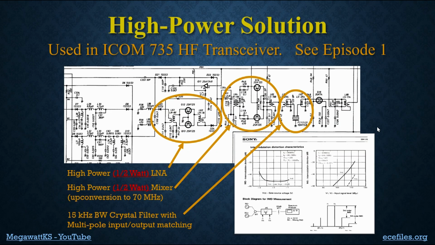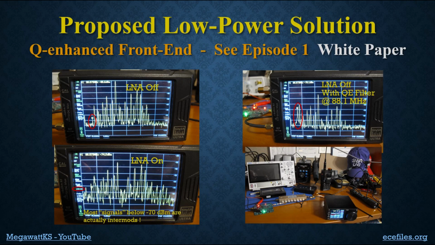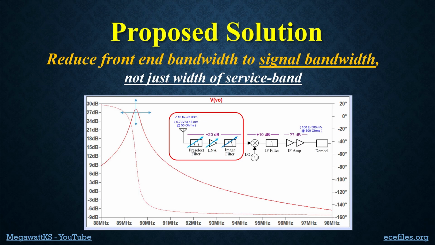But the better solution, if you have the ability to do it, is to burn more power in your receiver. So this is the so-called high power solution. And we'll come back to this slide, but basically, if you can afford to burn a watt in your receiver front end, you can probably avoid many of those intermods. And then in episode 1, we presented what I would call a white paper using something called a Q-enhanced front end, which is a very high Q, very narrow bandwidth filter out in front.